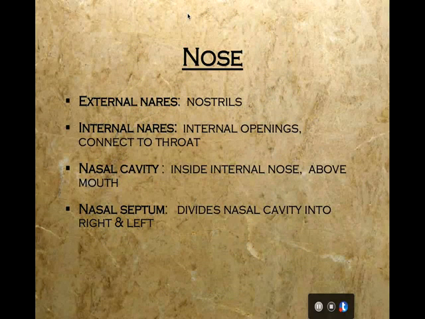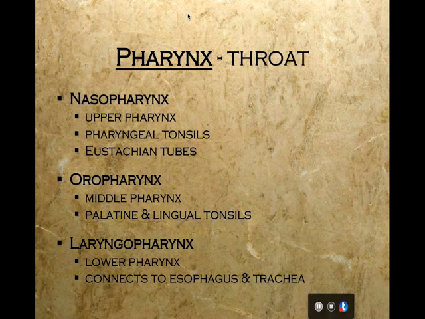The nose is used to warm the air we bring into the system. The external nares are the nostrils, and the internal nares are the internal openings which connect to the throat. In order to be able to see the internal nares, you would have to take the nose off the face. The nasal cavity is located inside the internal nose in the space above the mouth. It is divided into right and left portions by the nasal septum.